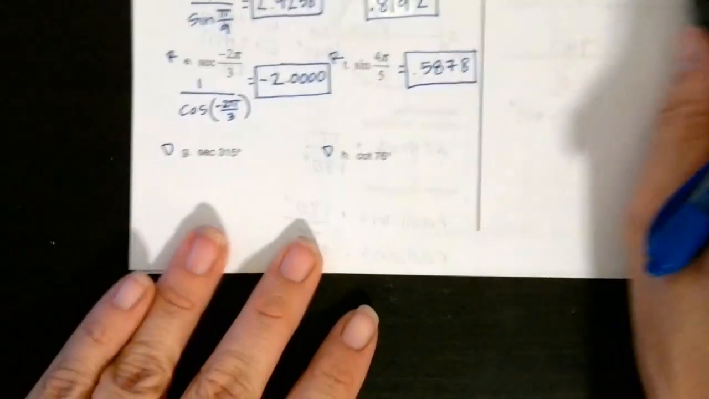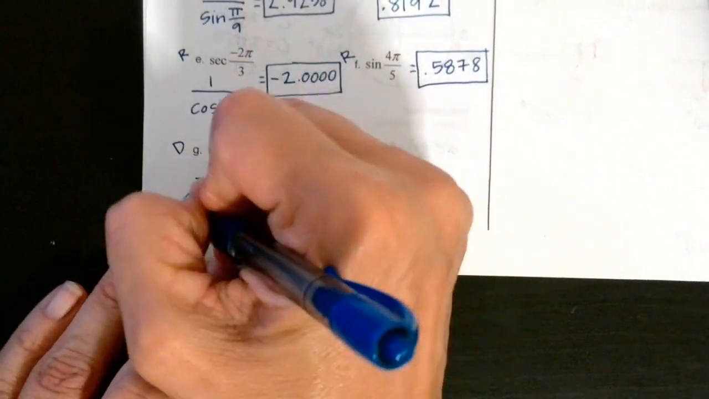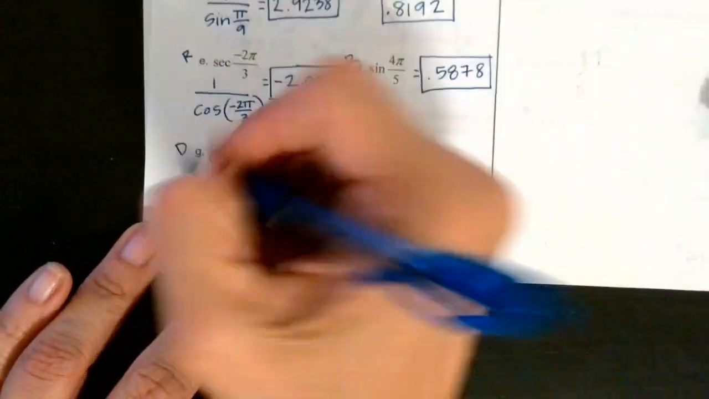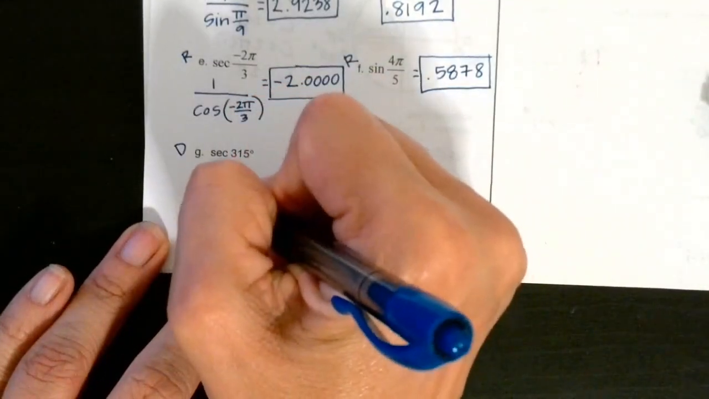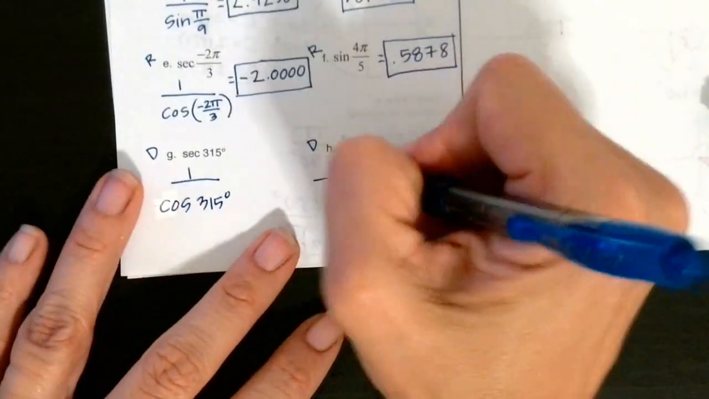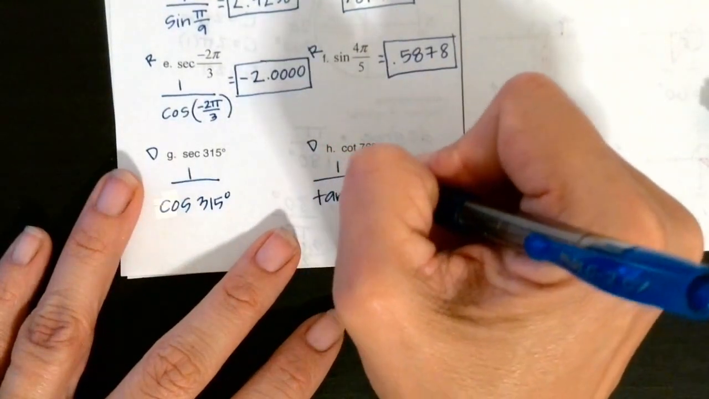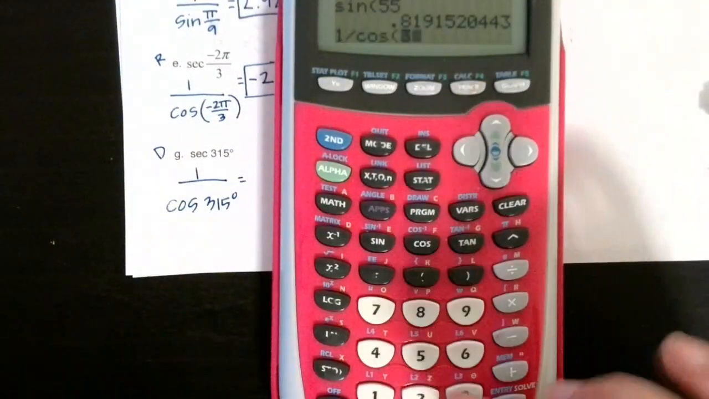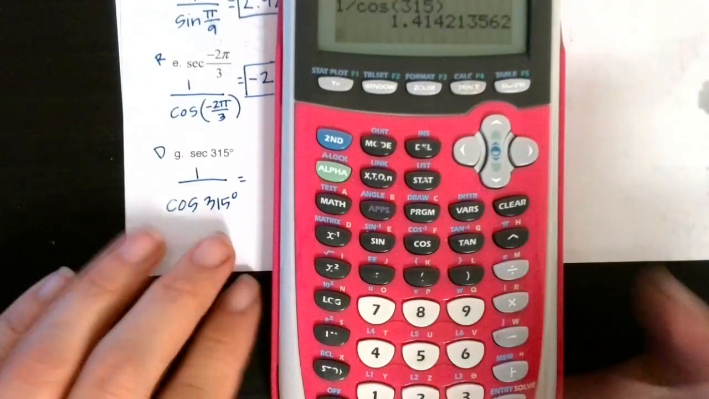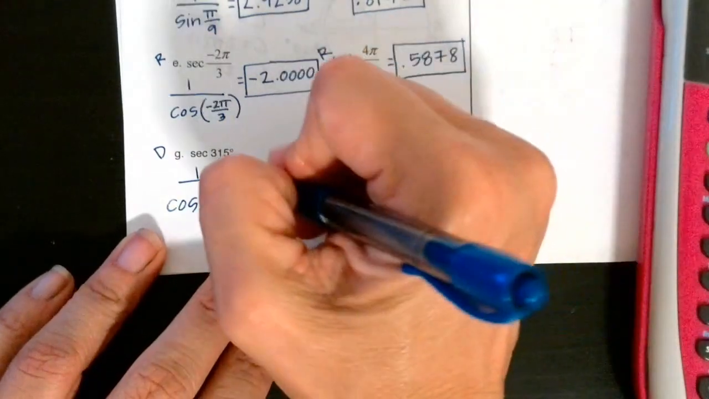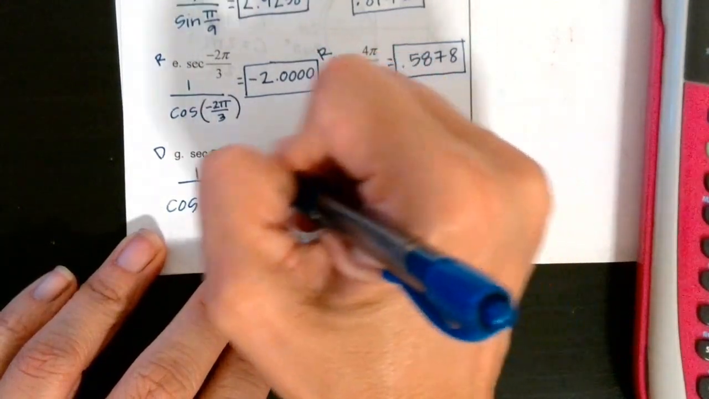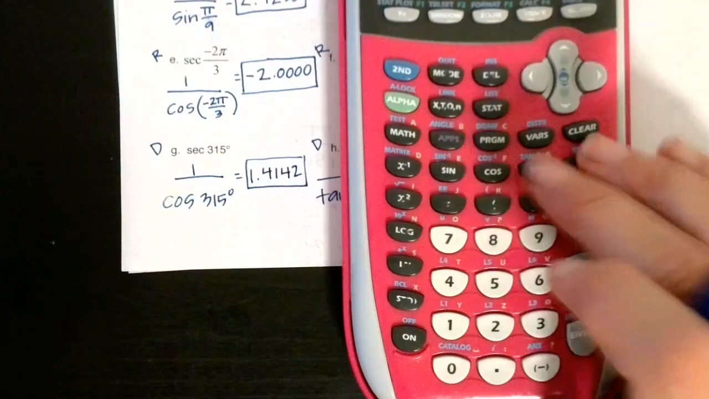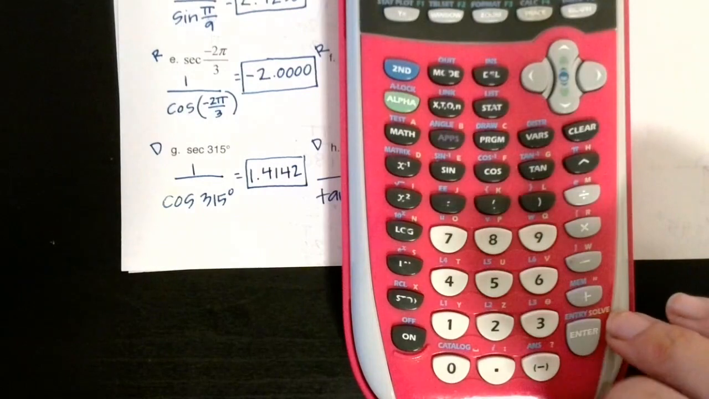And then secant of 315, no secant button, so I do 1 over the cosine, because there's only one SC per pairing. Cosine of 315. And this one's going to be 1 over the tangent of 76 degrees. (1.4142). And then 1 divided by the tangent of 76 is 0.2493.